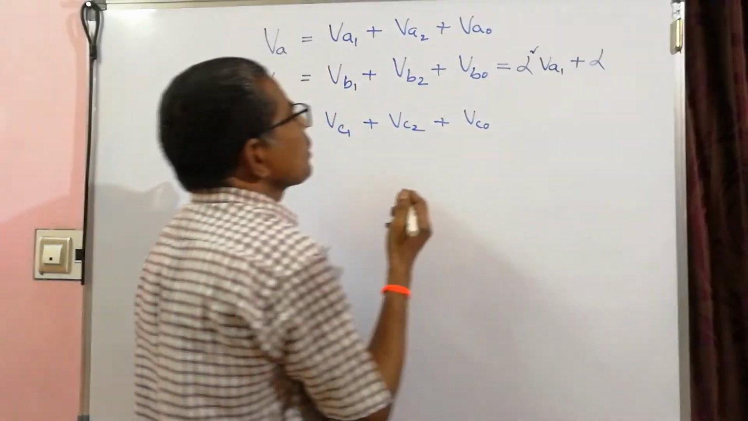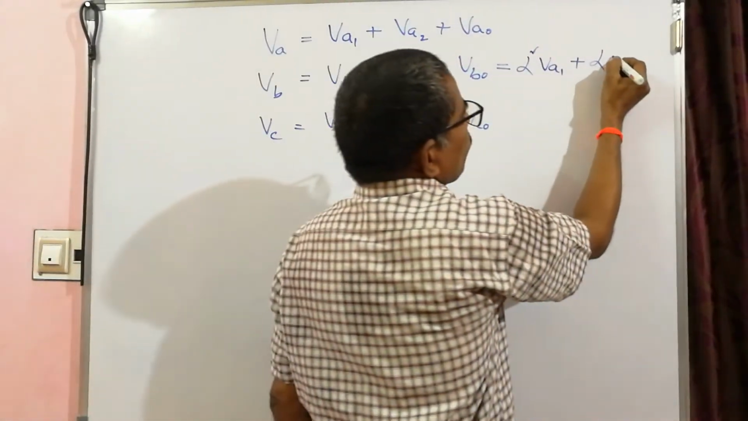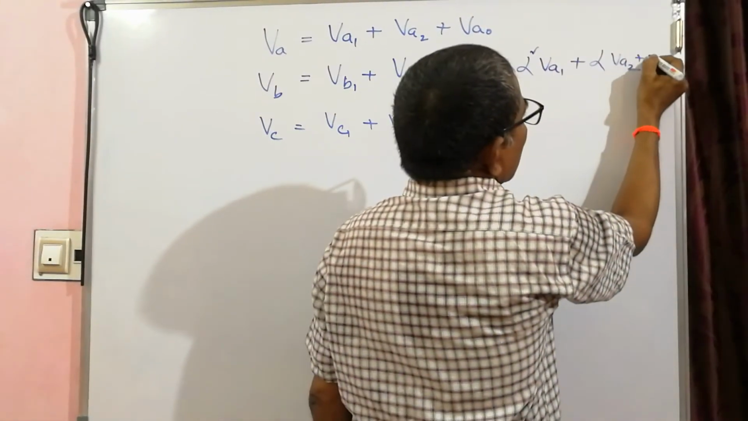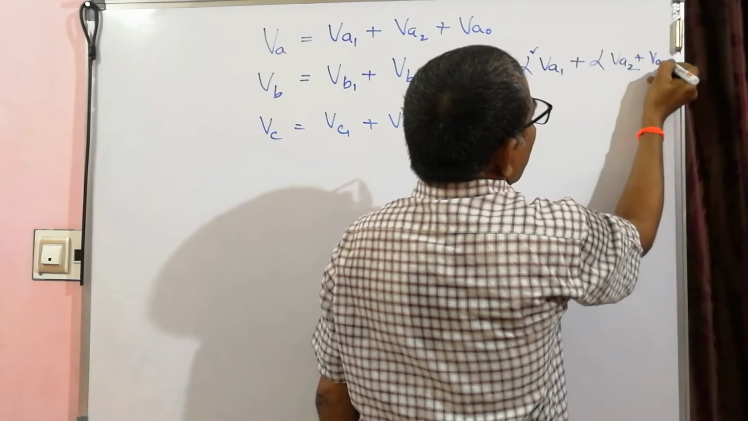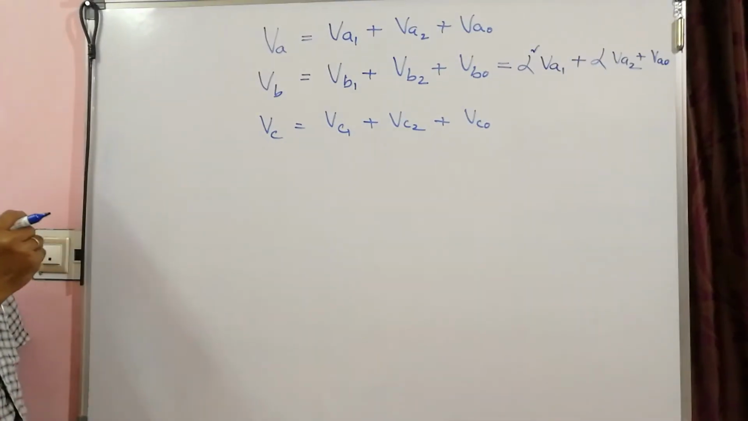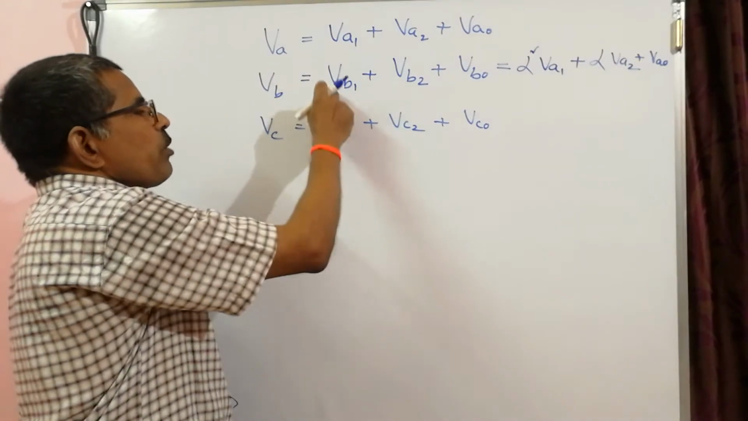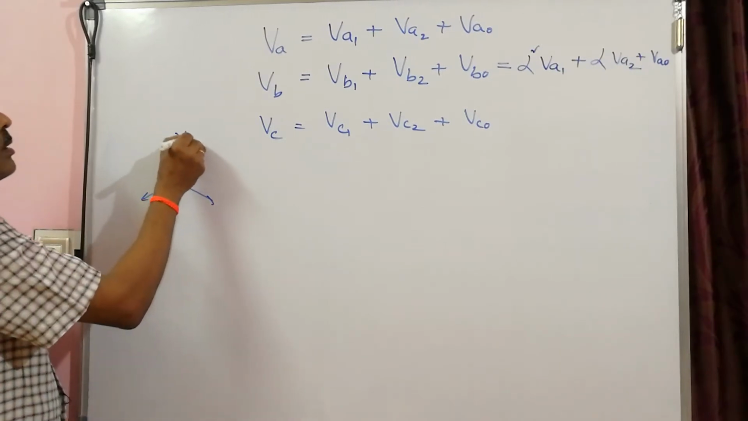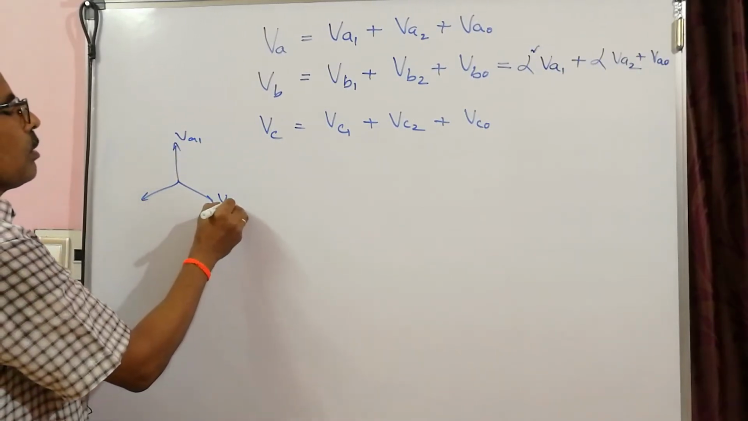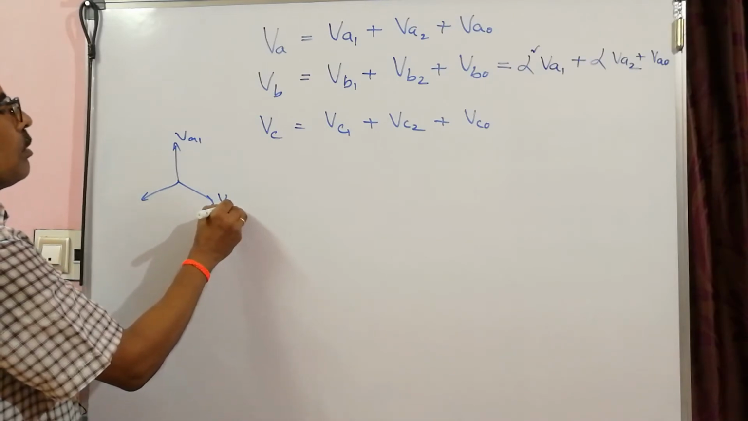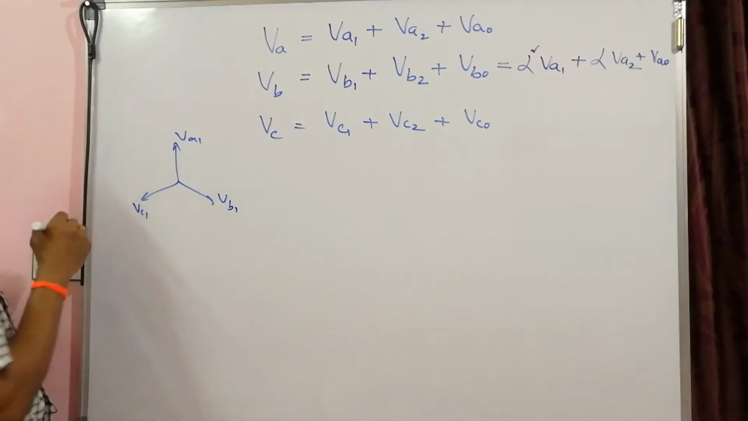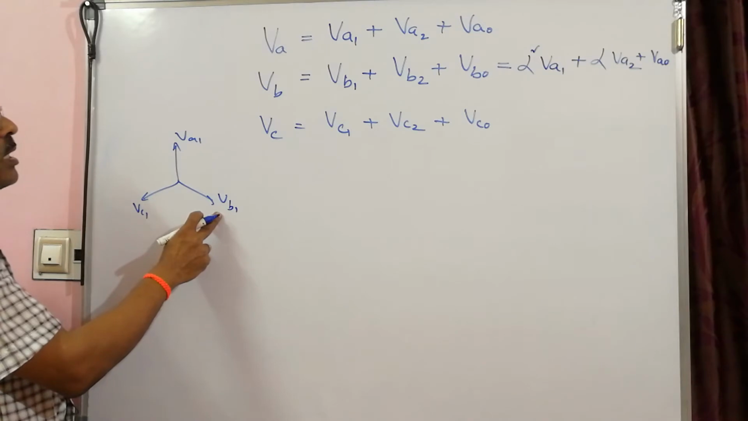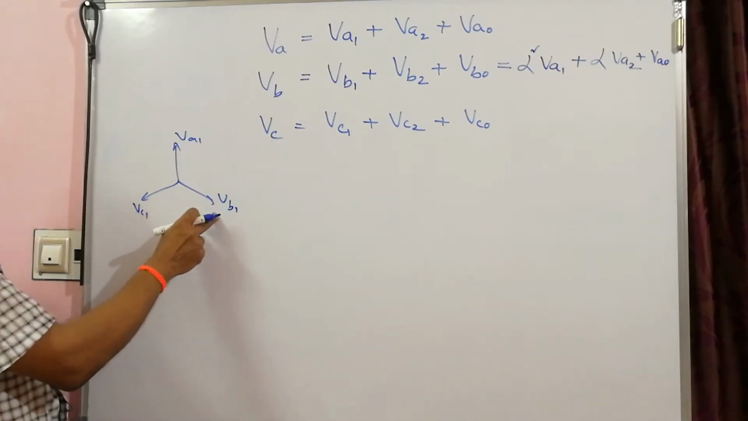Alpha times VA2, and VB0 is same as VA0. Okay. So, for VB1, VA1, VC1, suppose you take this as VA1, VB1, VC1. So, what is VB1? VB1 is alpha square times VA1.